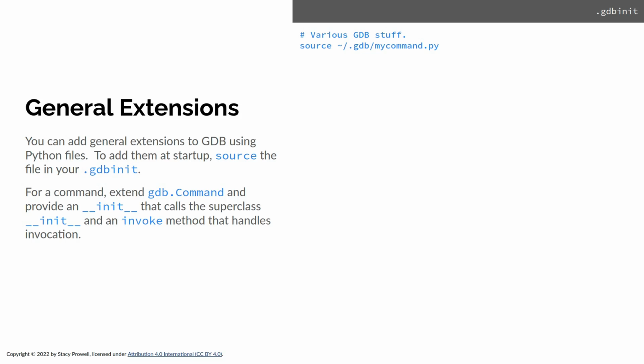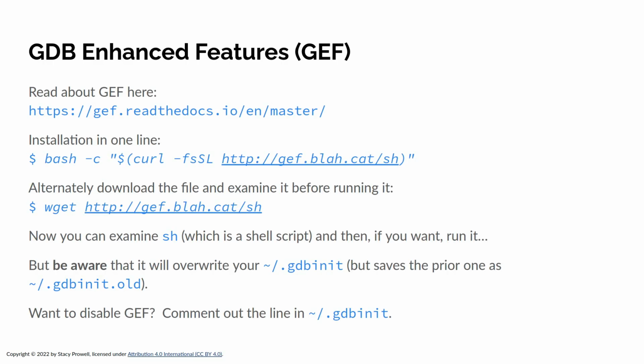Someone could build a whole lot of cool extensions to GDB, and someone has. And that set of extensions is called GEF. You can read about GEF right there. You can install it pretty easily. There's a one-liner. If you don't like running scripts that someone just provided off the internet, you can go ahead and get the script using wget, and you can read through it yourself, just a bash script, and then if you're comfortable with it, you can run it. Basically, all it's going to do is clone a repo locally and replace your GDB init with one that sources the resulting Python file.